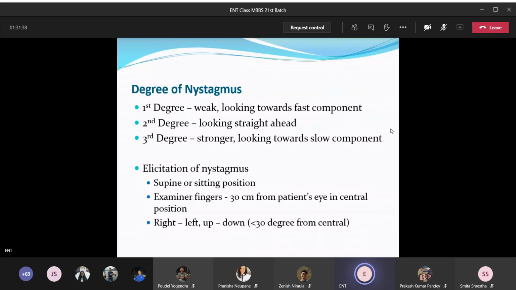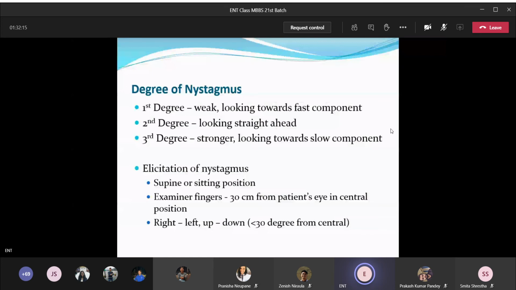For the elicitation of nystagmus, it can be done in a supine or sitting position, and the examiner's finger will be 30 centimeters away from the patient's eye in the central position. After that you move right, left, up and down, but within 30 degrees from the center. Beyond this range is physiological nystagmus. Within this range, if you elicit nystagmus, then usually that is pathological.